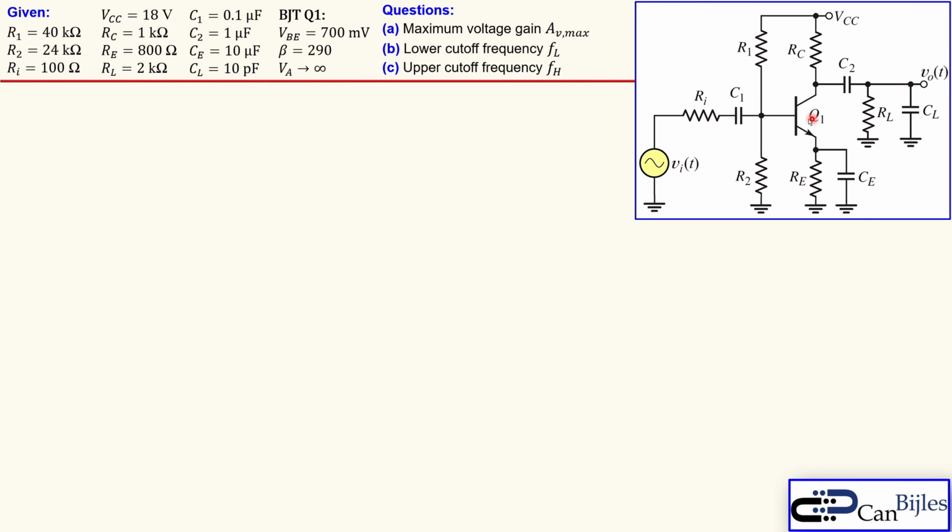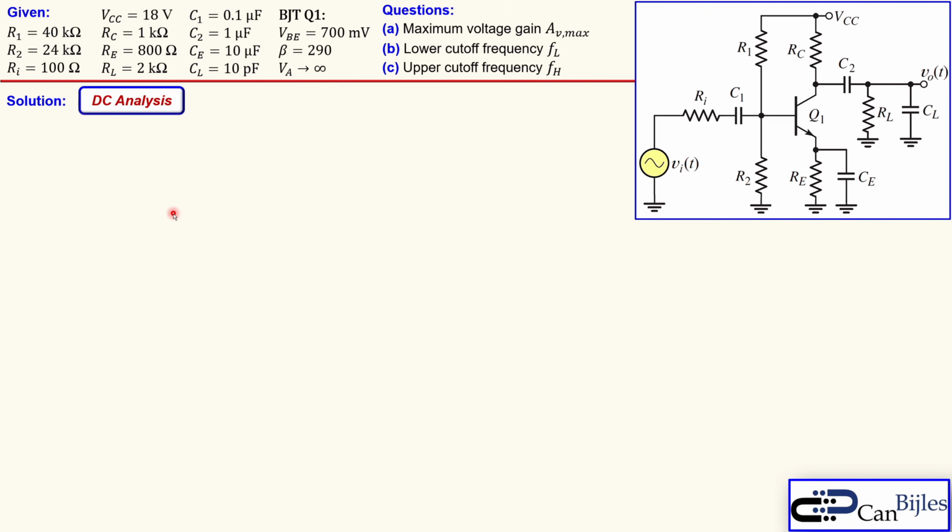For our BJT Q1, we have the VBE of 700 millivolts. The beta is 290 and our Early voltage is assumed to be infinite here, so we don't have to bother about the output intrinsic impedance. The questions we would like to answer in this video are the maximum voltage gain, which is also called the midband voltage gain, the lower cutoff frequency given by f_L, and the upper cutoff frequency, which is then the f_H.